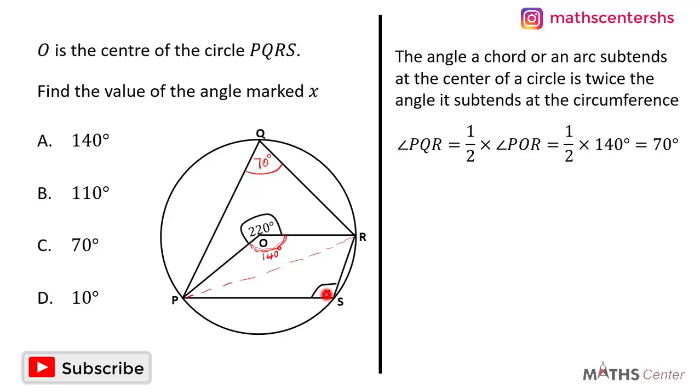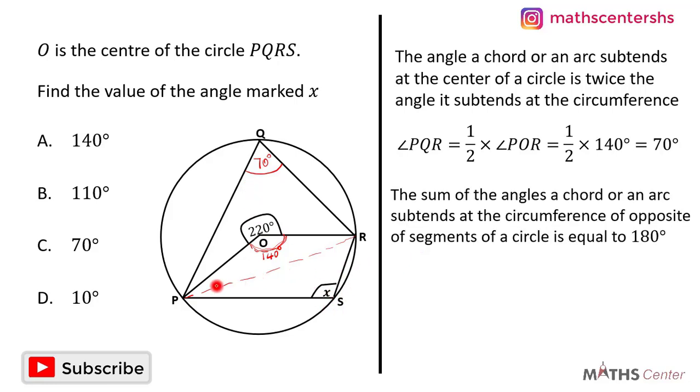We want to find x. Another theorem of a circle says that the sum of the angles a chord or an arc subtends at the circumference of opposite segments of a circle is equal to 180 degrees. When you look on our diagram, the chord PR subtends the angle PSR in this segment, and that angle is x. And the same chord PR subtends this angle PQR in this segment, and that value there is 70 degrees.